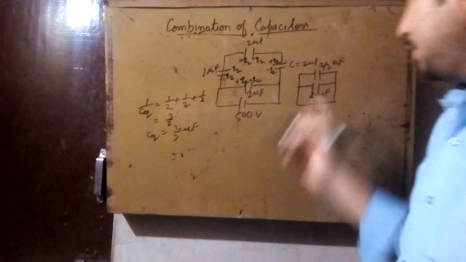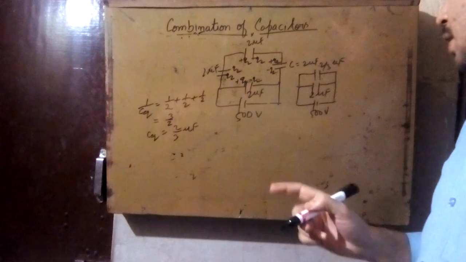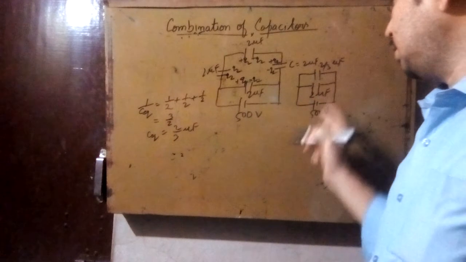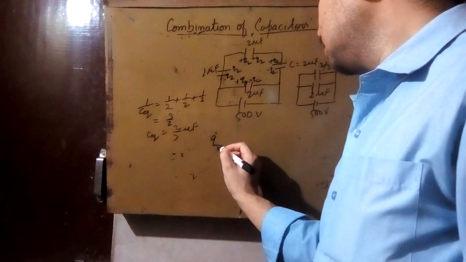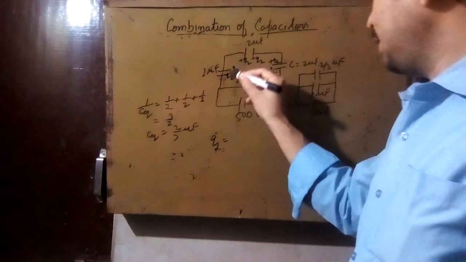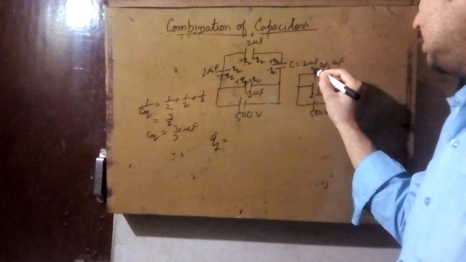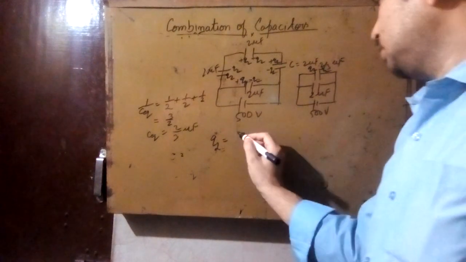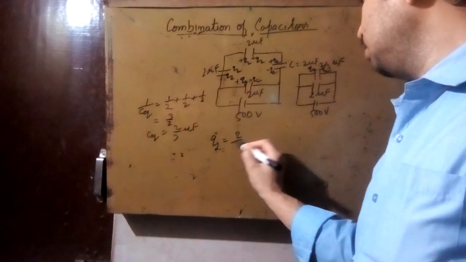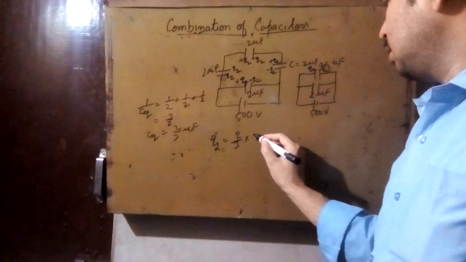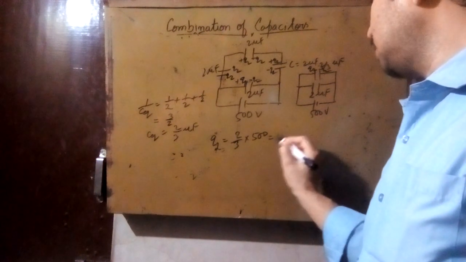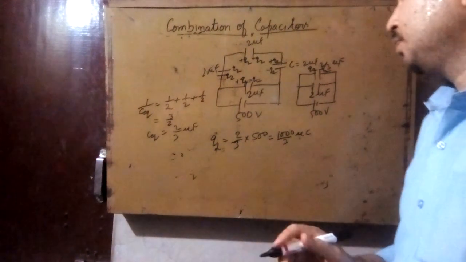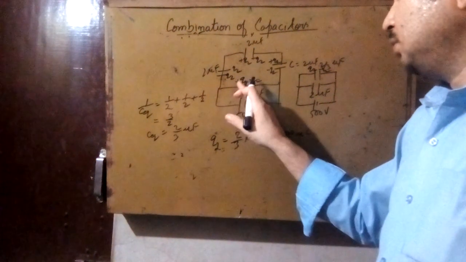Now you can see, student, they are in series. So same voltage will appear across it. So voltage across this is 500. Capacitance is 2 by 3. So what will be the charge? Charge Q2, because whatever charge appears in the series, this charge will appear across the combination also. Plus Q2 on this, minus Q2 on this. So charge is equivalent capacitance 2 by 3 and the voltage 500. So it is 1000 by 3 microcoulomb.